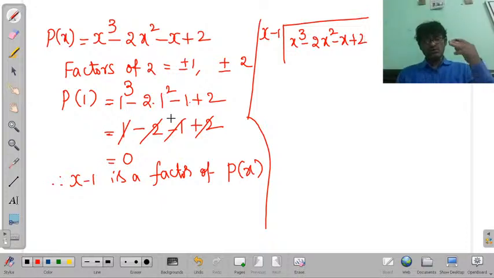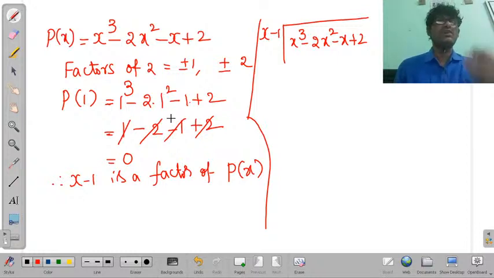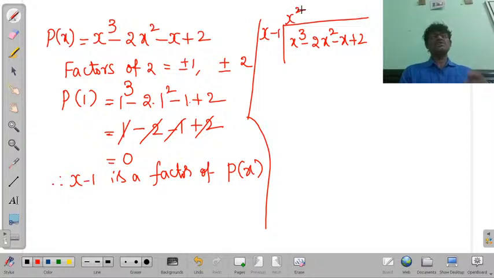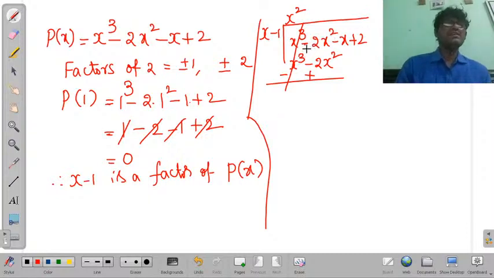Now you know how to divide, right? Here x cube we have, x we have, clearly the first term of the quotient is x square. Now x square times x is x cube, then x square into minus 1 is minus x square. You subtract, so change the signs. x cube and minus x cube will be cancelled. Minus 2x square plus 1x square means nothing but minus x square.